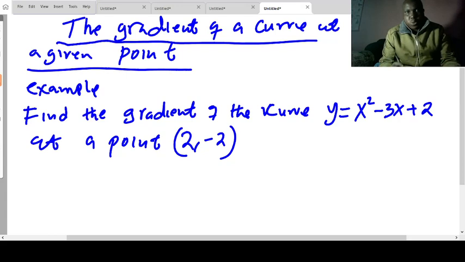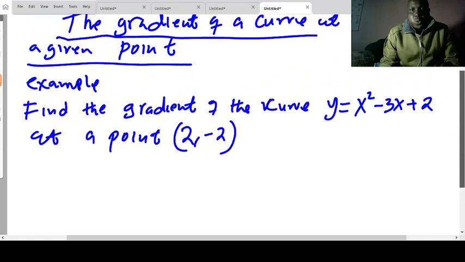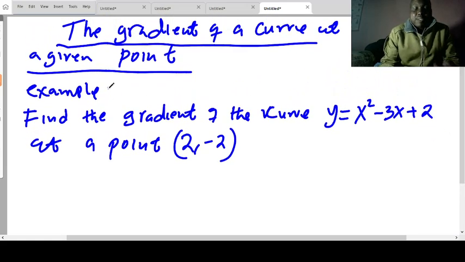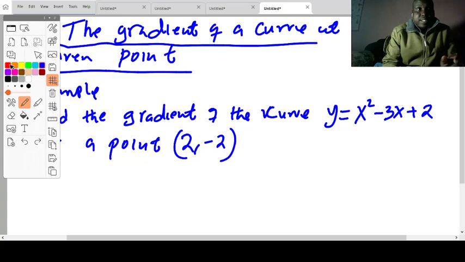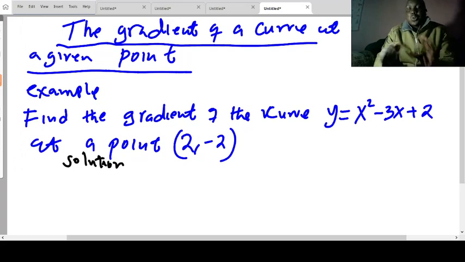Very important. I'm going to do this one example and finish for those that do one example only. So you need to be very attentive of what we are doing. We are looking for the gradient of a curve at a given point. Solution. Let me give you the rules to follow here. If you have the curve and you have a point, you need the gradient at that point.